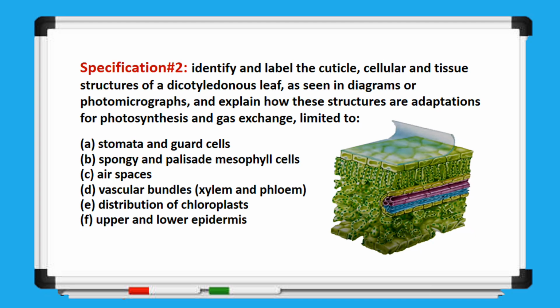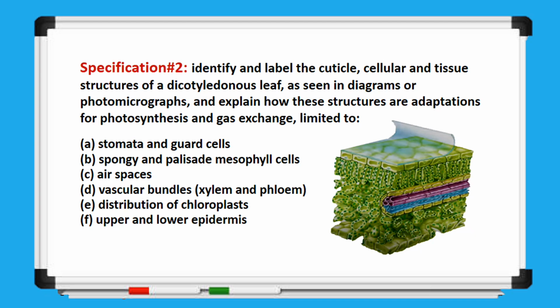Now, moving on to the second specification of this unit. Specification number 2 requires us to identify and label the different parts of a dicotyledonous leaf as seen in diagrams or under the microscope, what we call photomicrographs. But it doesn't stop there. We also need to explain how each of these structures is specially adapted to carry out photosynthesis and gas exchange effectively. There are 6 key components we need to focus on.